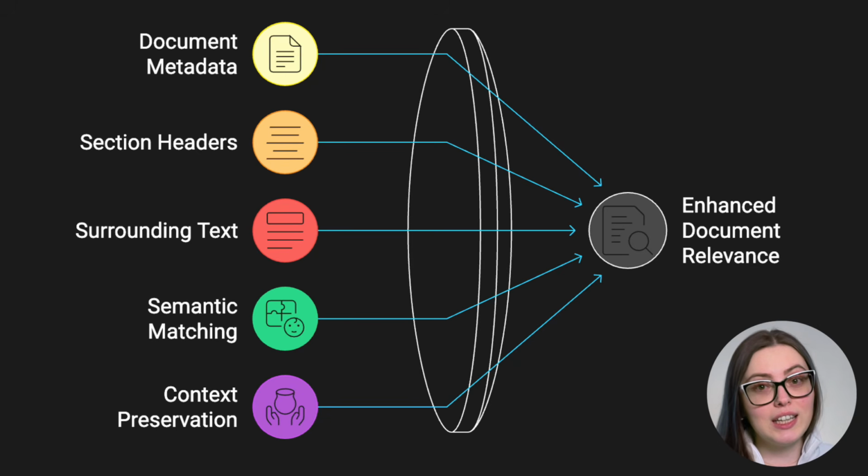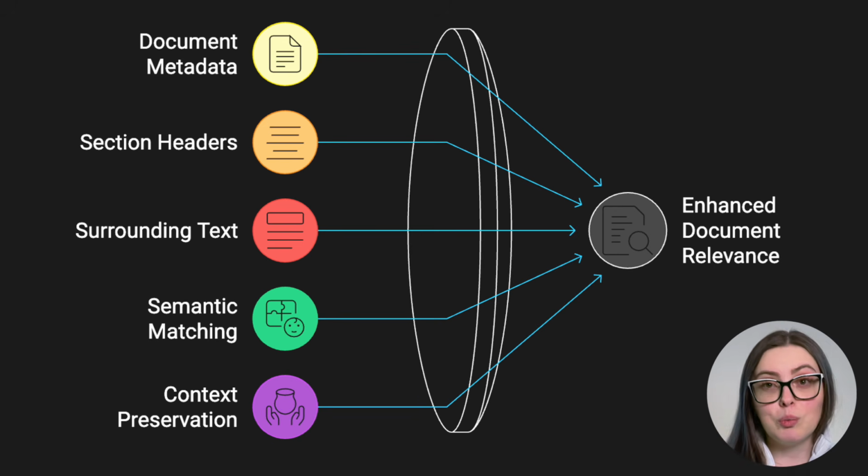Contextual retrieval improves relevance by adding context to document chunks before retrieval. This architecture enhances document chunks with additional information. It may include document metadata, section headers, or surrounding text. It improves semantic matching between queries and documents and saves important context that might be lost in simple chunking.